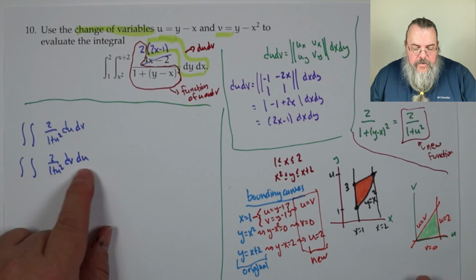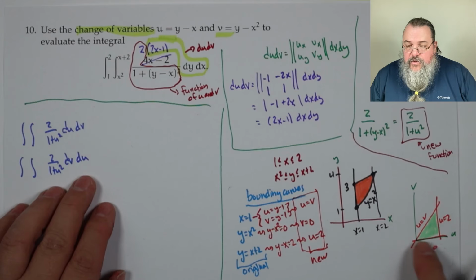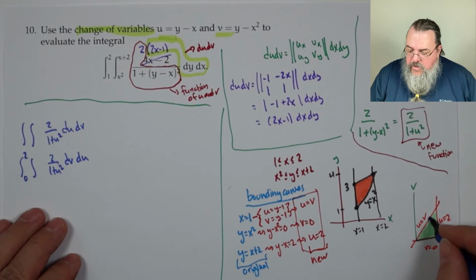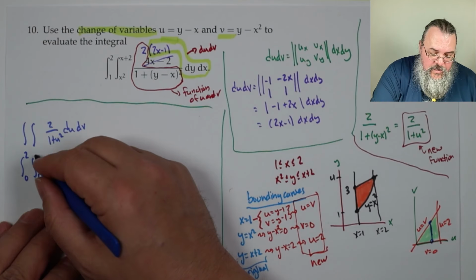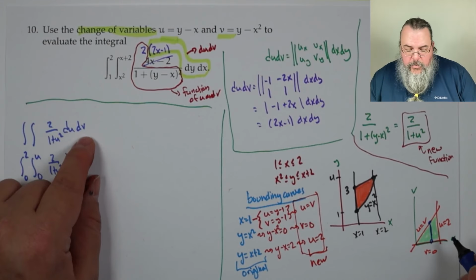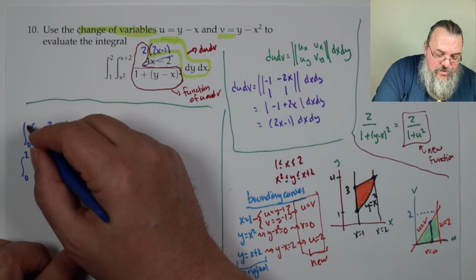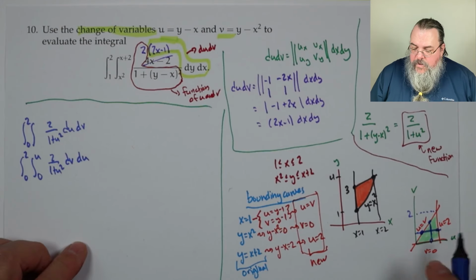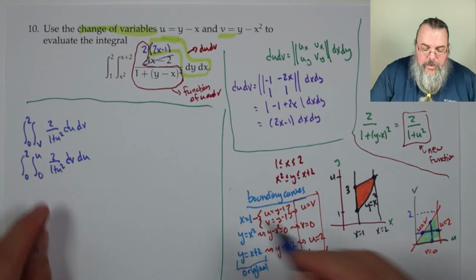Well, let's start here, the bottom one. Where does u go from? u goes from 0 to 2. And then v goes from 0 to u. Up here, where does v go from? v goes from 0 up to also 2. So it's still 0 to 2. And where do we go from? Well, we go from our u equals v. So we go from v all the way over to 2.